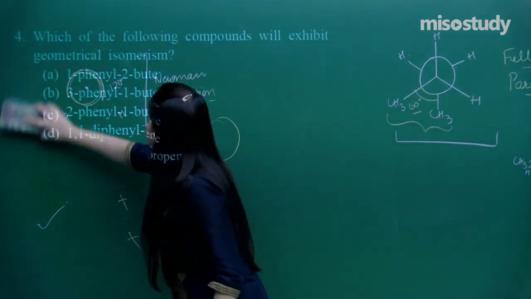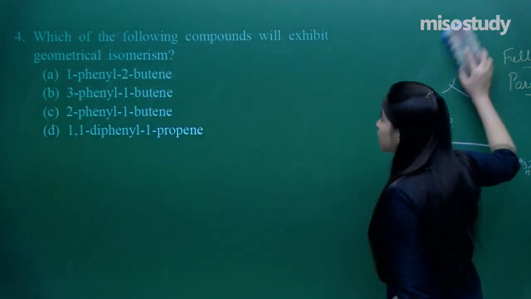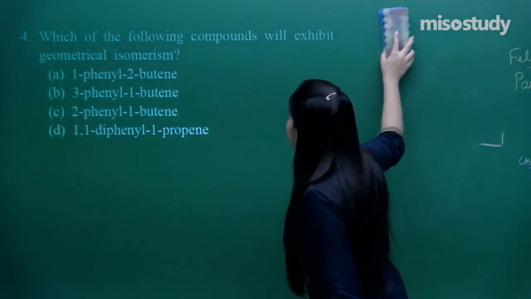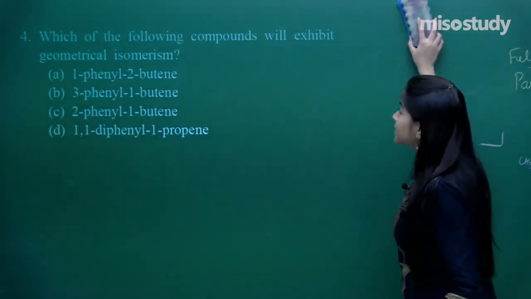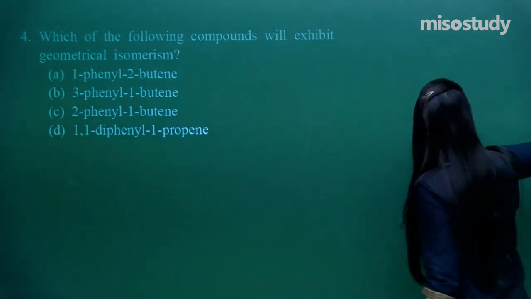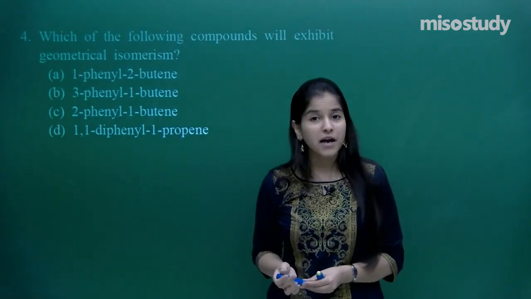So what does the next question say? Let me just rub that off. It says, which of the following compounds will exhibit geometrical isomerism? Now again the question of geometrical isomerism has come up. What are the conditions? You need to have a double bond.